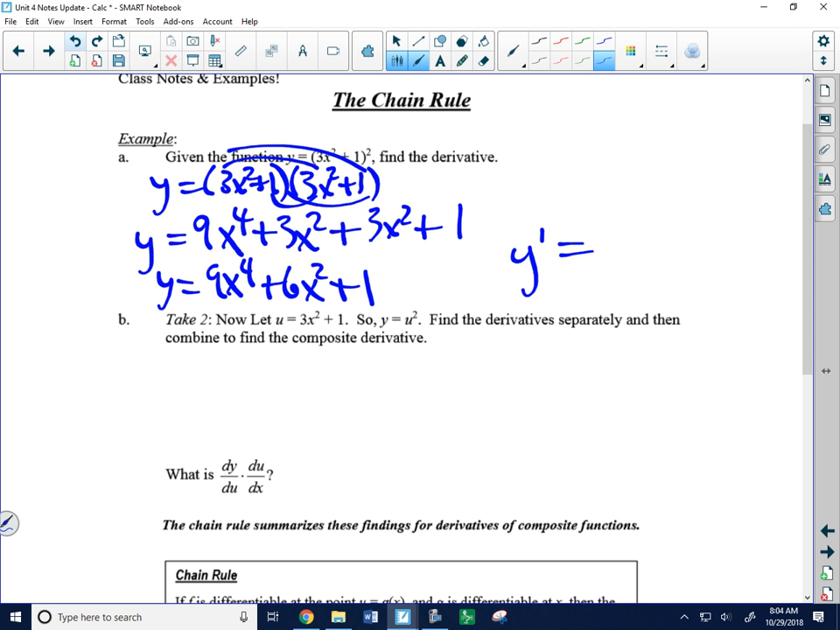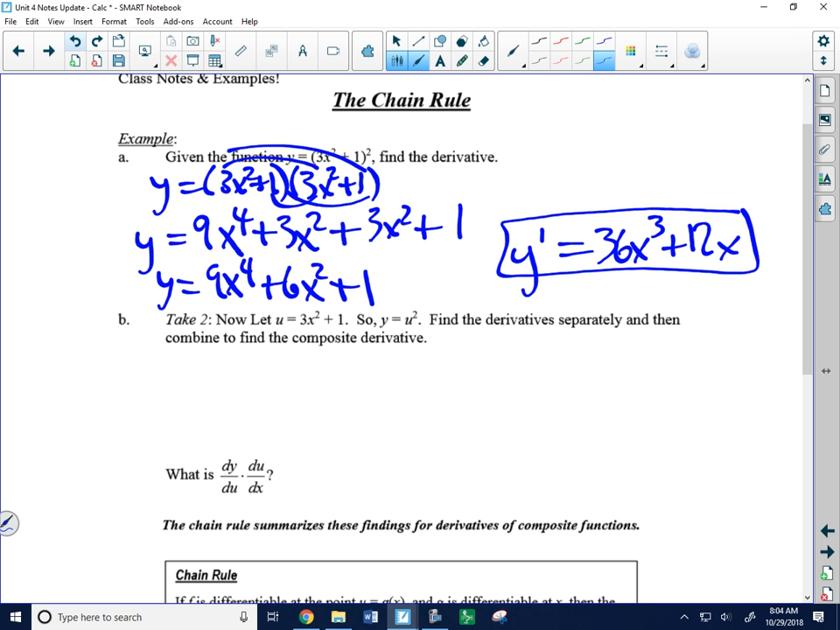I'll do the power rule. 36x cubed plus 12x. Again, I can only do this because it's just to the second power. But what the chain rule is going to be good for is, what if it was to the 10th power or something else? We can easily do it instead of writing it out 10 times. So I want to show you this.